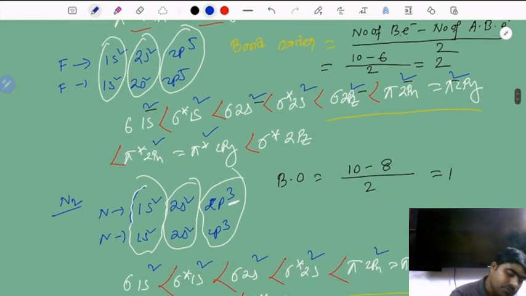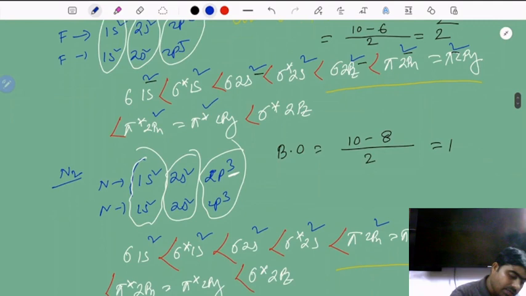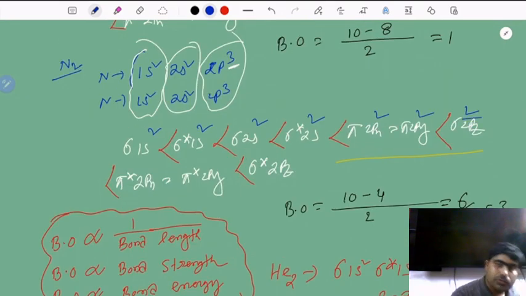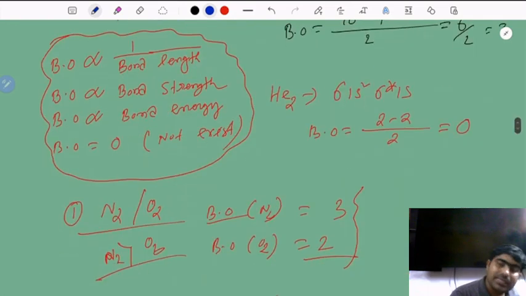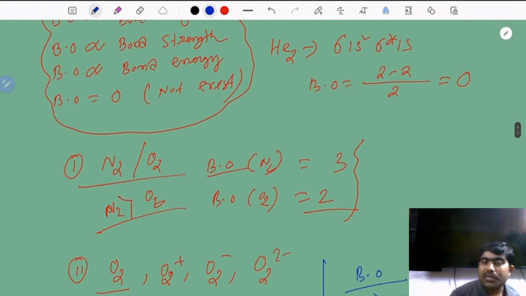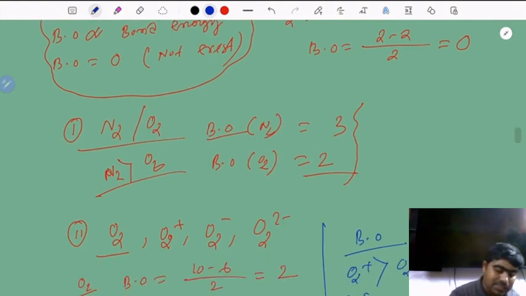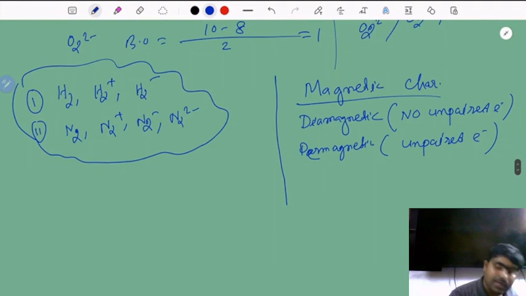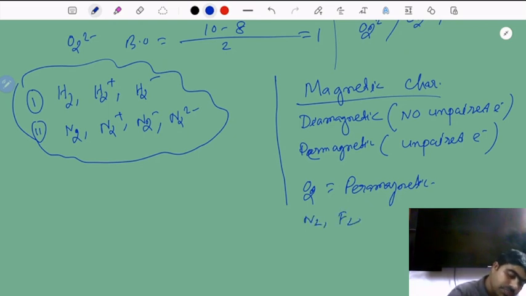If you go for F2, there are no unpaired electrons. If you go for N2, there are no unpaired electrons in the last shell. So out of F2, N2 and O2, which is paramagnetic? O2 is paramagnetic, and the other two, F2 and N2, are diamagnetic, because F2 and N2 contain no unpaired electrons, whereas O2 has two unpaired electrons, so it is paramagnetic. Understand? O2 is paramagnetic, whereas N2 and F2 are diamagnetic.